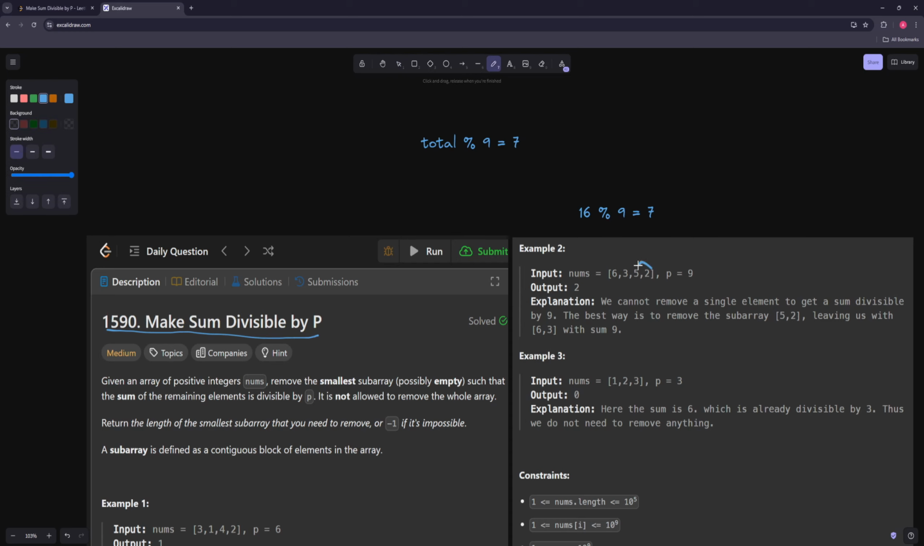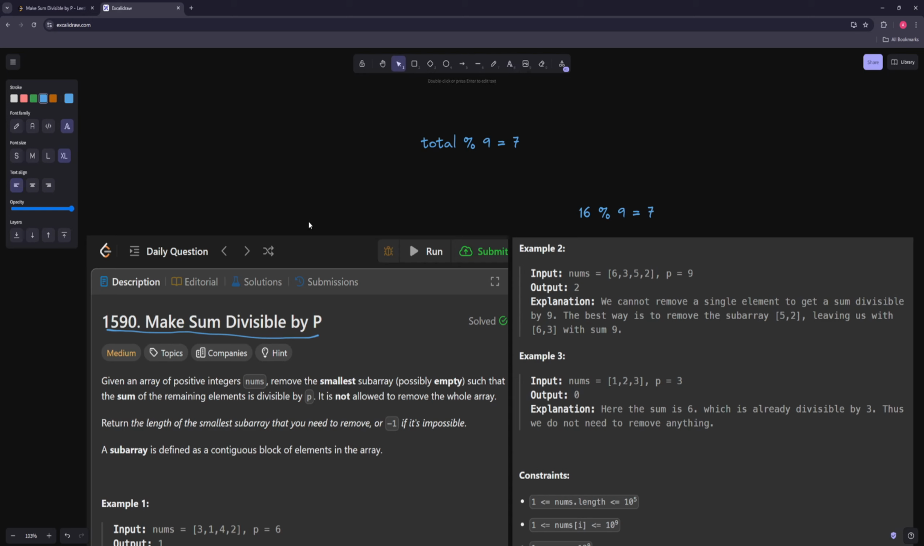So 7 mod 9 is 7, but this can be some other thing. Like I said, if the subarray was 6, 3, and then some other stuff, 5, 2, 9, we can also subtract something like this. That would also work, and so on. Hopefully that makes sense. Basically, we can get a total, and then we can figure out what we need to actually subtract.